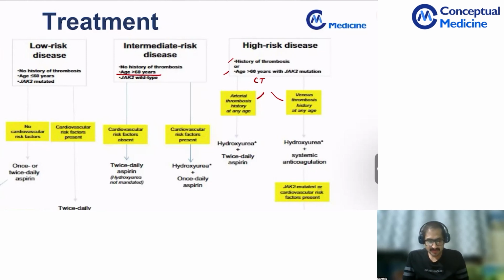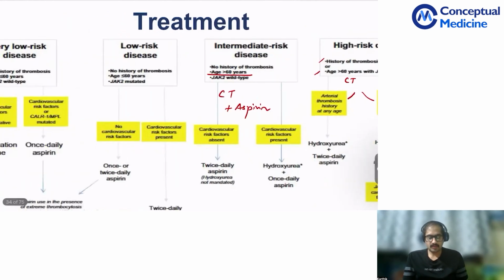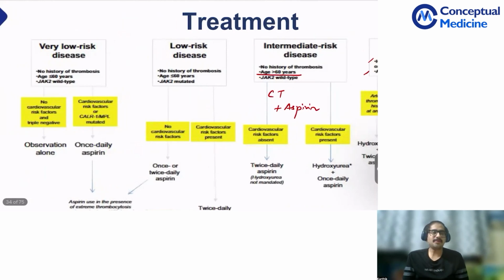So in those patients, again, you have to start cytoreductive therapy plus aspirin. Please remember this. Then what is a low risk patient? No thrombosis, age less than or equal to 60 years, and JAK2 mutation. When only JAK2 mutation is present, we call it a low risk disease. There only aspirin is sufficient.